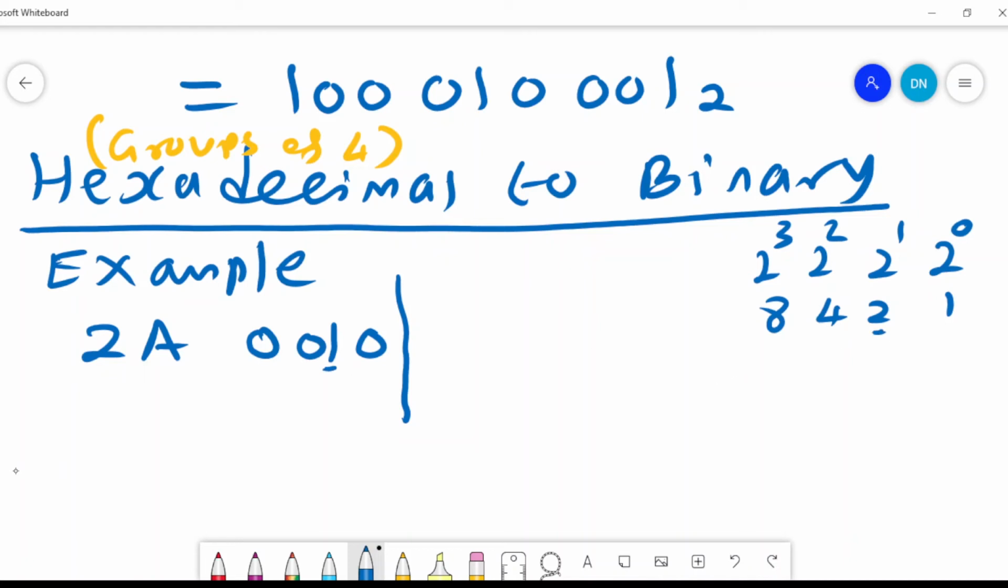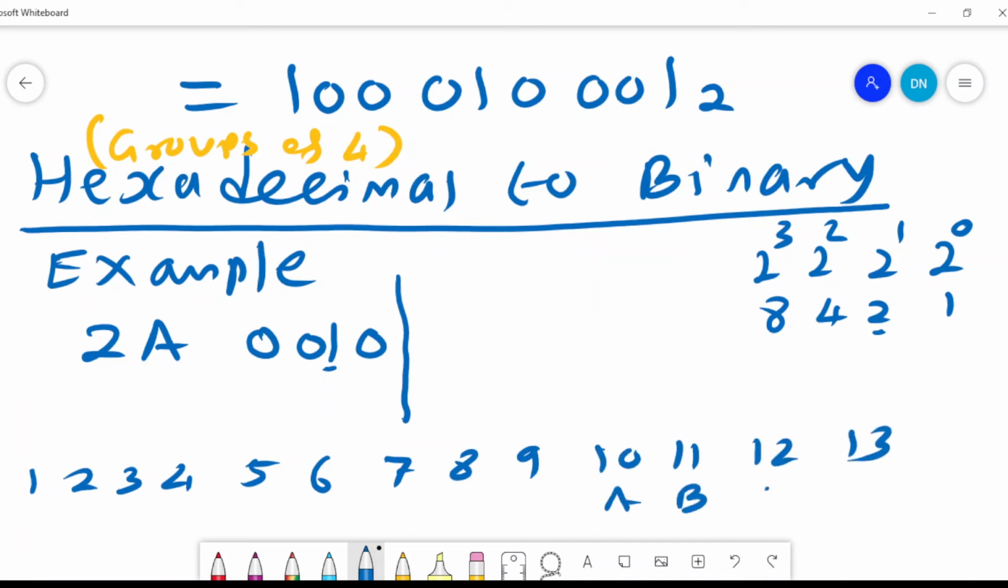Remember, what is A? We have said it is 1, 2, 3, 4, 5, 6, 7, 8, 9, 10, 11, 12, 13. So this is A, this is B, this is C, and D. And then we have the E and F. So it gives me a 10 here. It is an 8 and a 2. An 8, 4 is 0, a 2 is a 1, and that is a 1. So 1, 0, 1, 0 will give me the letter A.